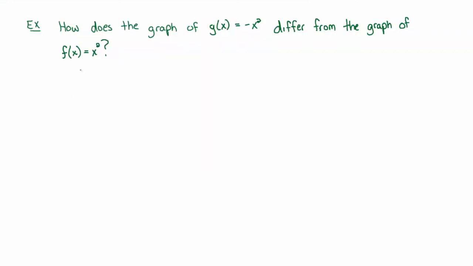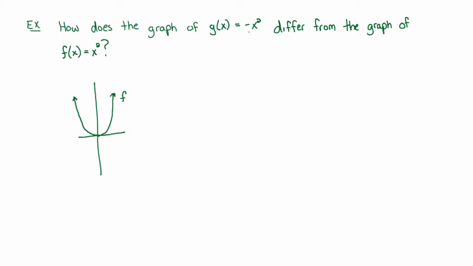Our first example is this. How does the graph of g of x, which is a negative x squared, differ from the graph of f of x, which is a positive x squared? In other words, I know I'm given some function f of x that looks like the standard parabola. I'm just going to quickly jot that down. And I want to know, if this is f, the graph of f, how does g differ from that? And can I use the graph of f maybe to help me find the graph of g?